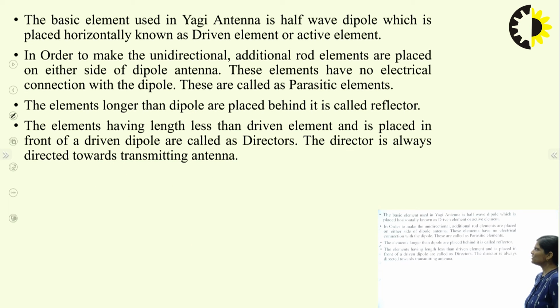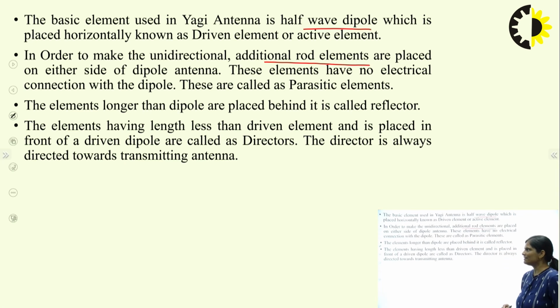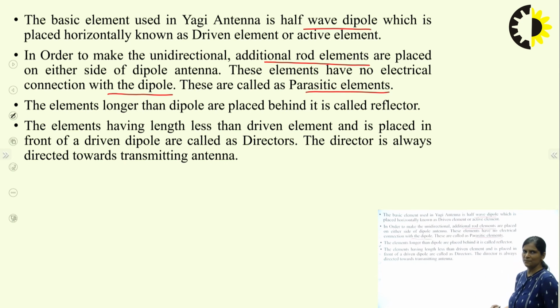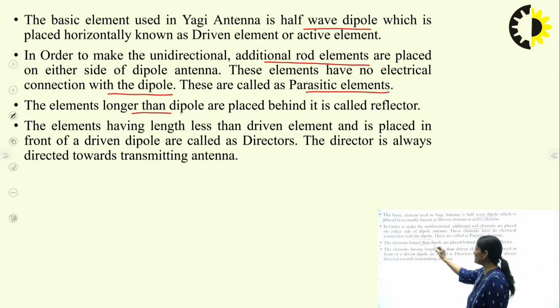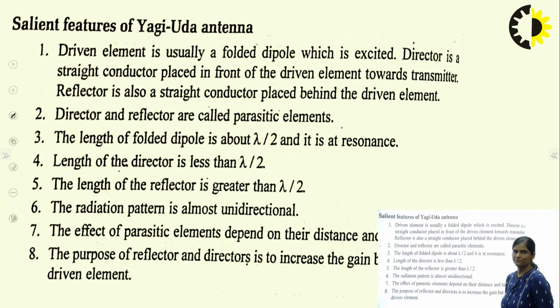Now the basic element used in the Yagi-Uda is a half wave dipole, which is placed horizontally, known as the driven element or active element. In order to make it unidirectional, additional rod elements are placed on either side of the dipole antenna. These elements have no electrical connection with the dipole, so they are known as parasitic elements. The elements longer than the dipole are placed behind, known as reflectors. Elements having length less than the driven element, placed in front of the driven dipole, are known as directors. And directors are always directed towards the transmitting antenna. So these are the salient features of the Yagi-Uda antenna.